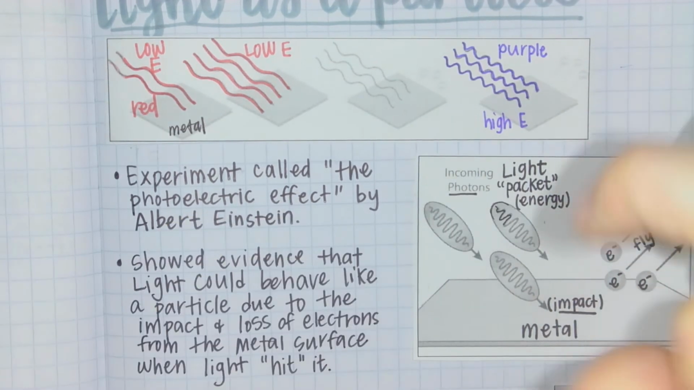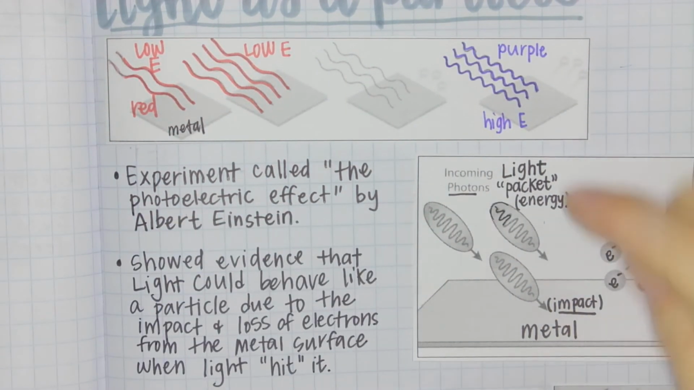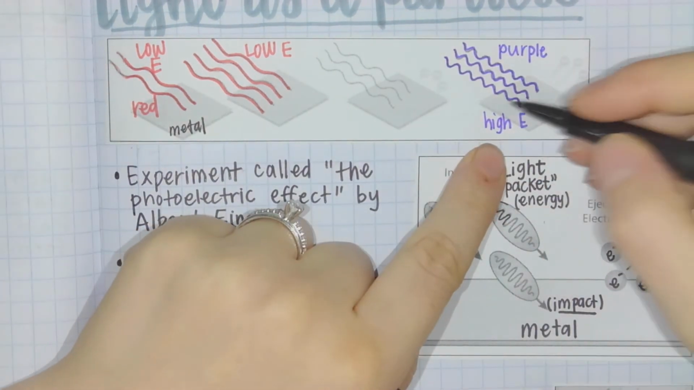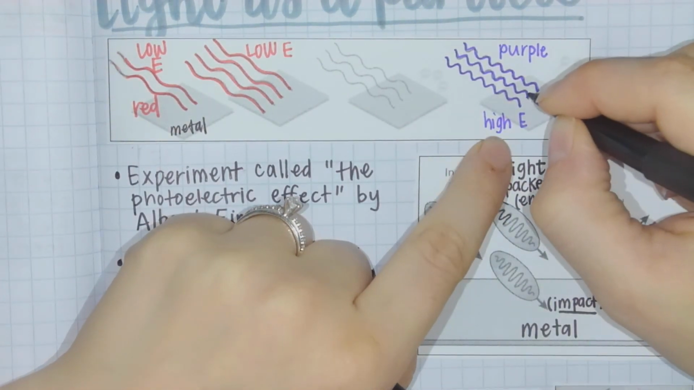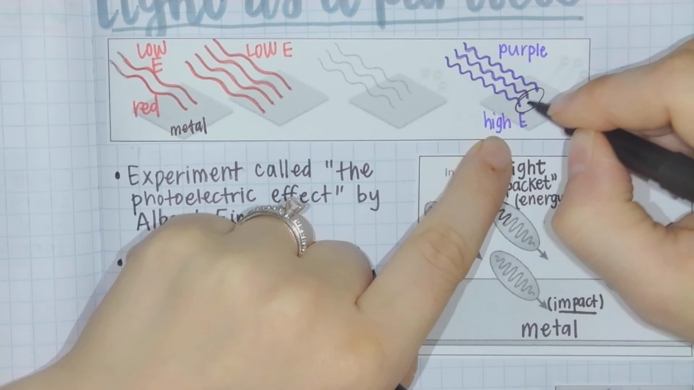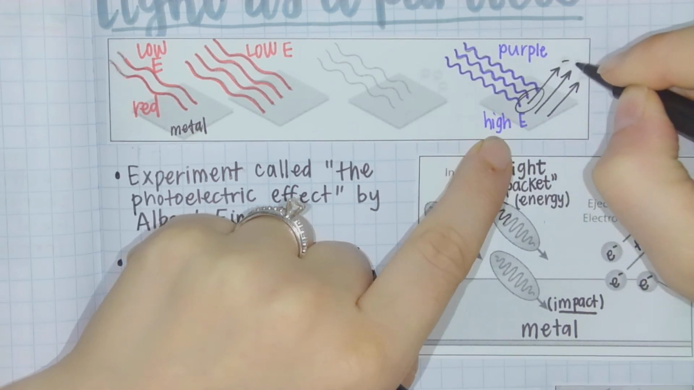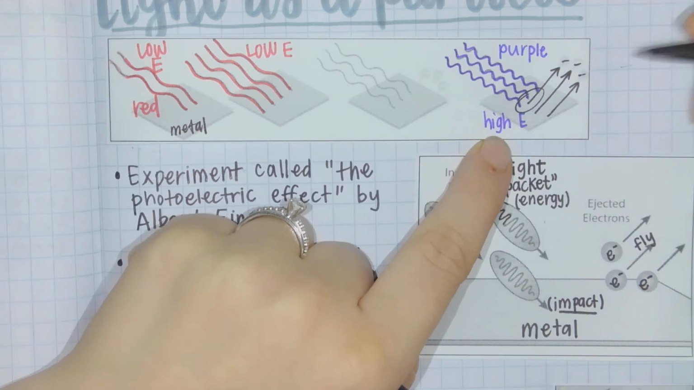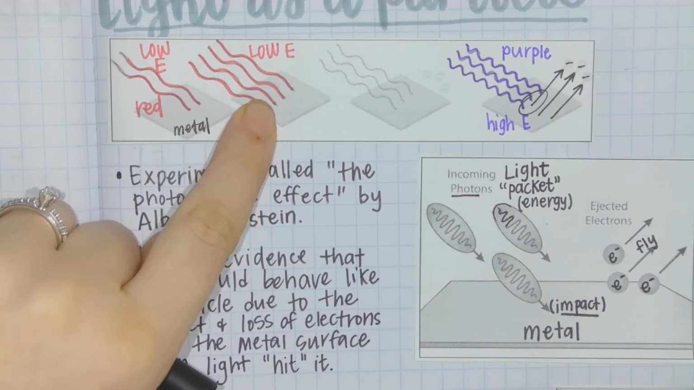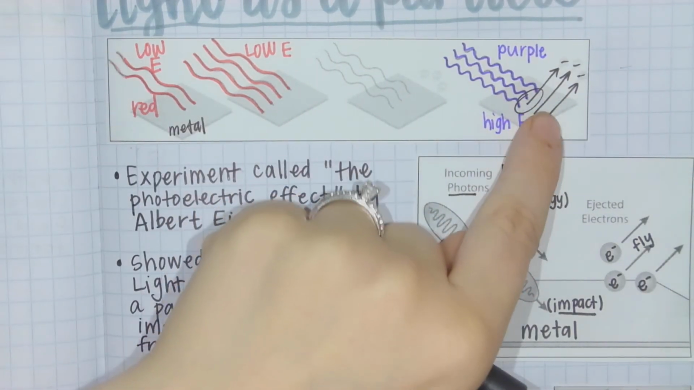And that is important because with that high energy, we have to have enough energy for the impact to be successful and to shoot off these electrons up there. Not enough energy, impact not successful. Here, successful.